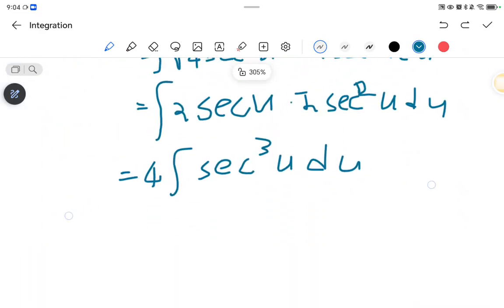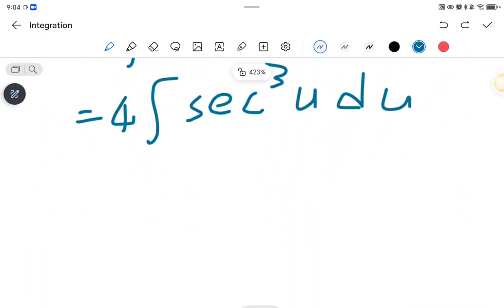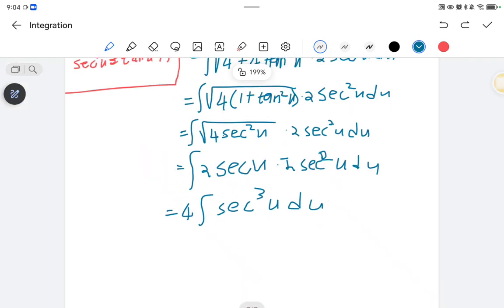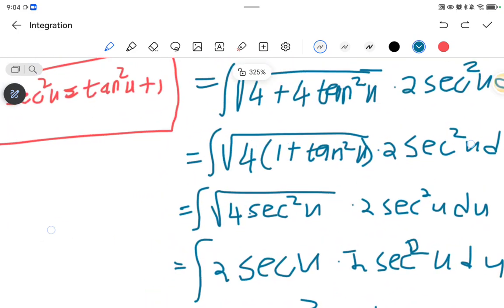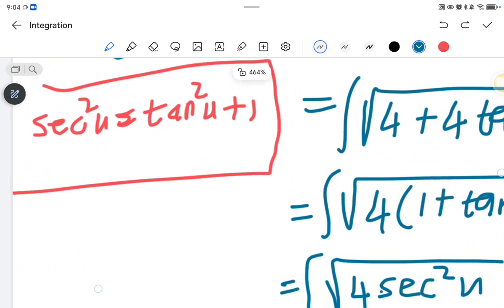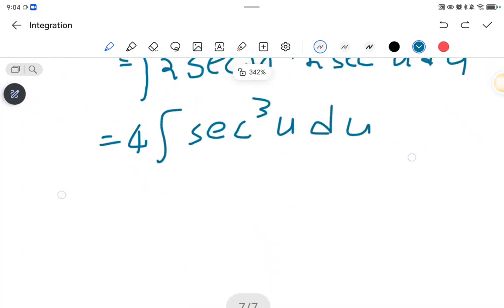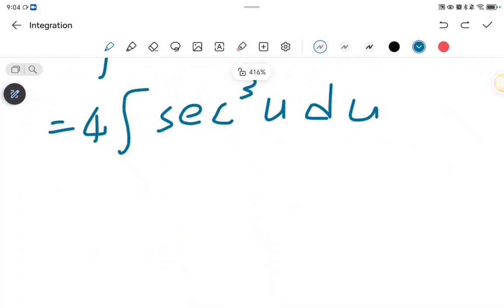Now, the question is, how do we integrate this? Remember, this is squared. When you come across the integral of sec, you must change it to this. So what you're going to do is drop one sec there. Or instead of dropping one sec, there are many ways we can try to integrate that.